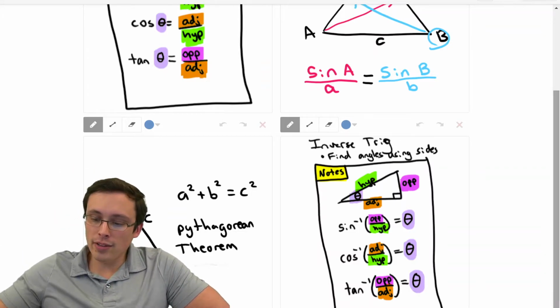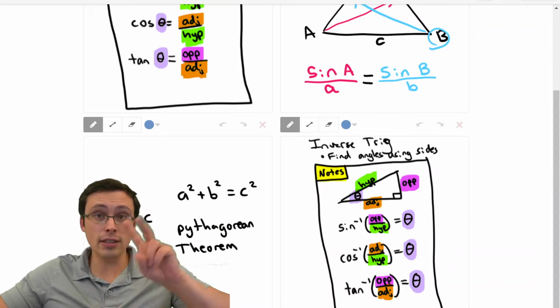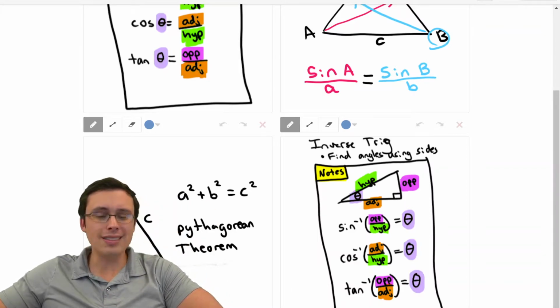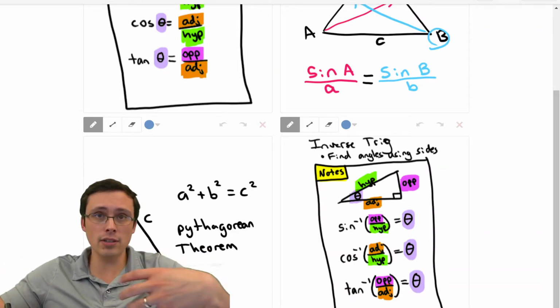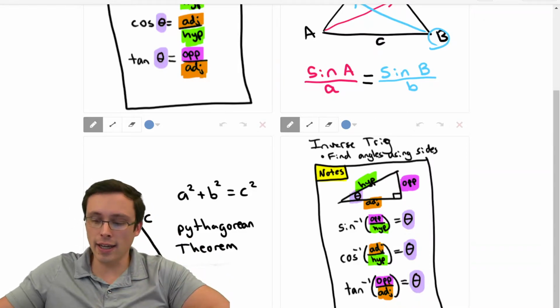And then we have inverse trig, which is used in right triangles to figure out a missing angle. You have to know two of the sides. It uses the same ratios as sine, cosine, and tangent, but you press a different button on your calculator. You press the inverse button, and then you type in the fraction, and it gives you the angle.